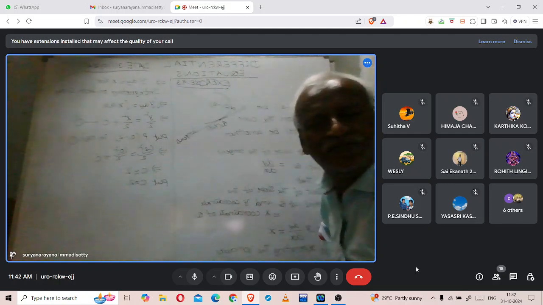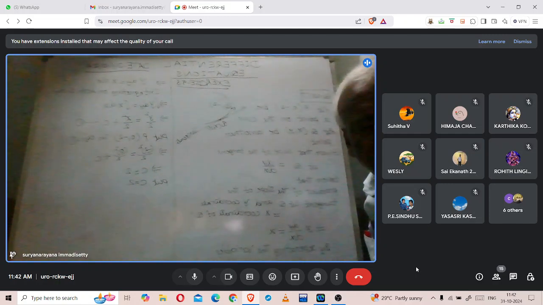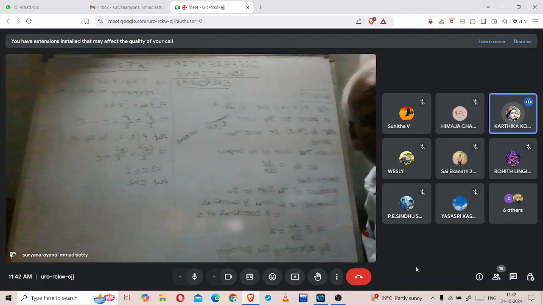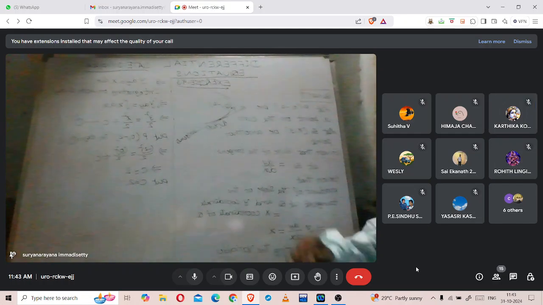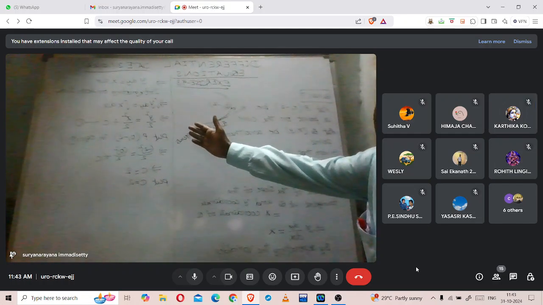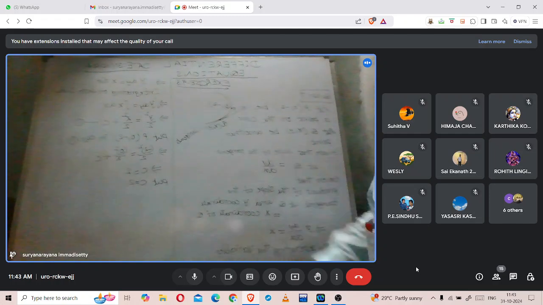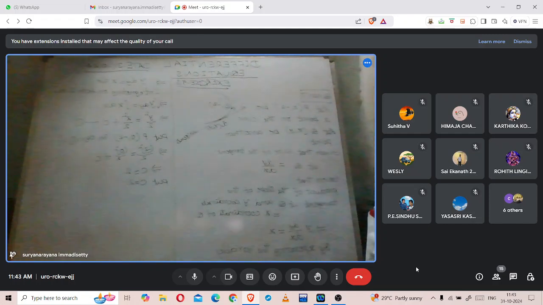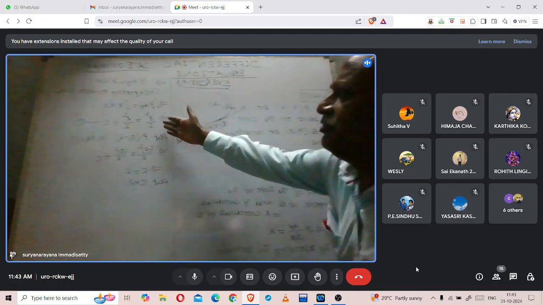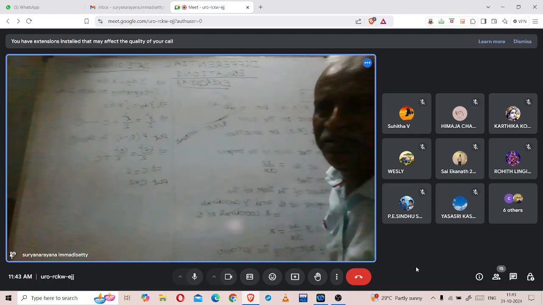Not responding. Suhita, Himaja, Kartika. The screen is not so clear, sir. That's why not responding properly. So when I'm writing the equation, when I'm telling the equation, you also use that pen and paper and write the same on your notebook or paper. I'm writing, and when I'm writing that equation, I'm dictating that also. Y square by 2 is equal to x square by 2 plus C.